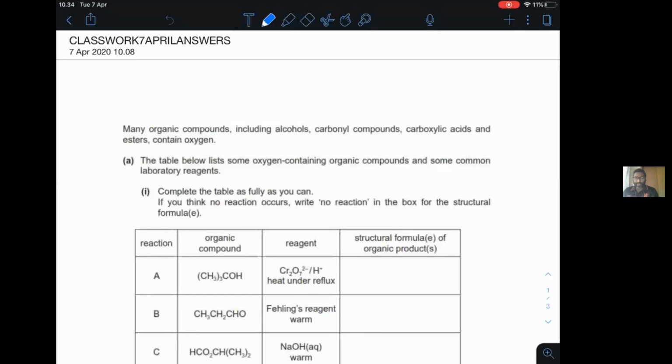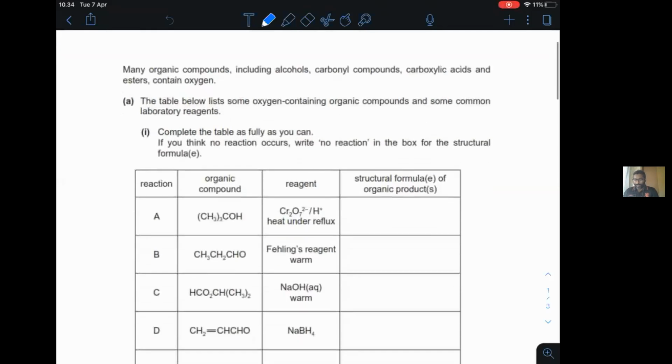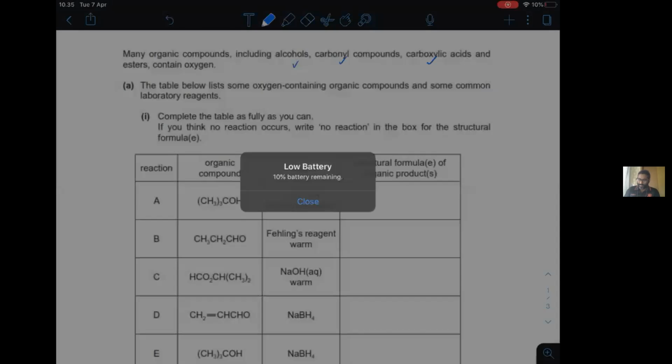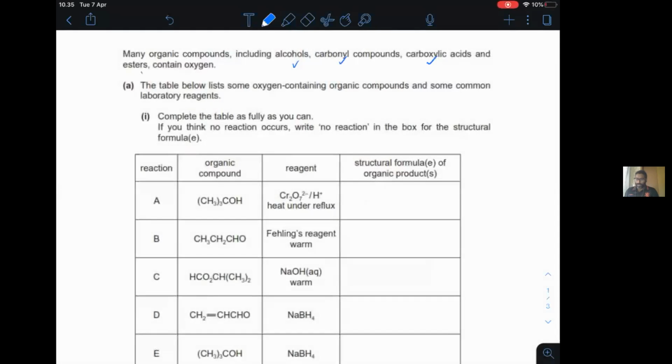So we are going to look at the reactions involving the organic compounds that we have learned in AS. I have a very good question here that covers alcohol, carbonyl compounds, carboxylic acid, and also ester. This question is going to be very important. It's very basic actually.